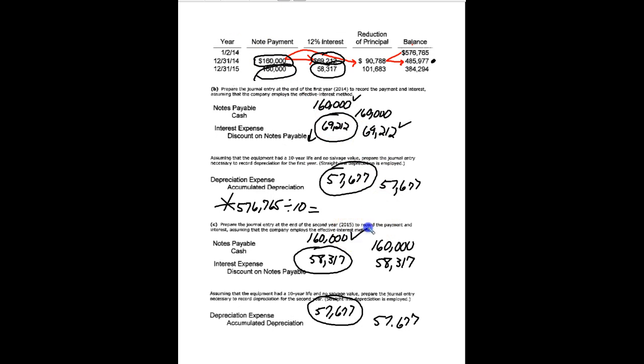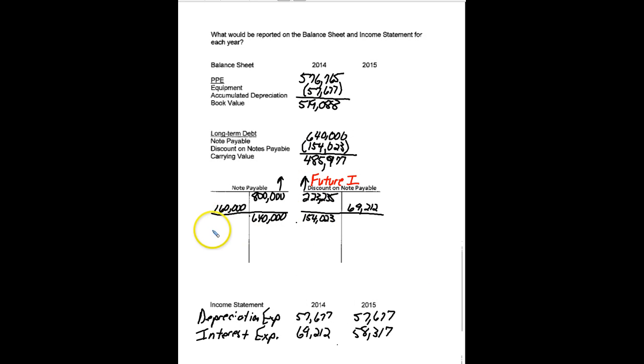Looks like I need to post to the note payable and the discount. So let's post the 160 and the 58,317. So the debit to notes payable, 160. Draw our line, and that leaves us with 480,000. And then we had a credit to the discount of 58,317. That gives us a debit balance of 95,706. Let's go ahead and take these two numbers and put them in the debt section of our balance sheet.